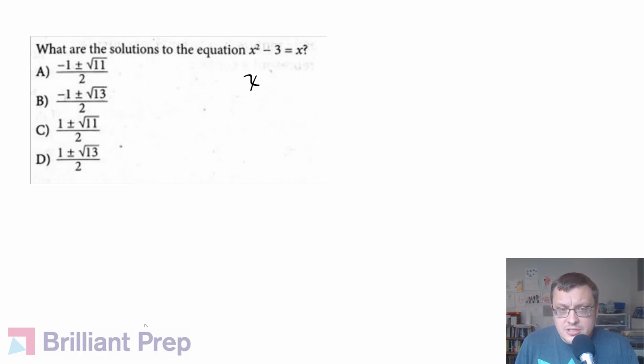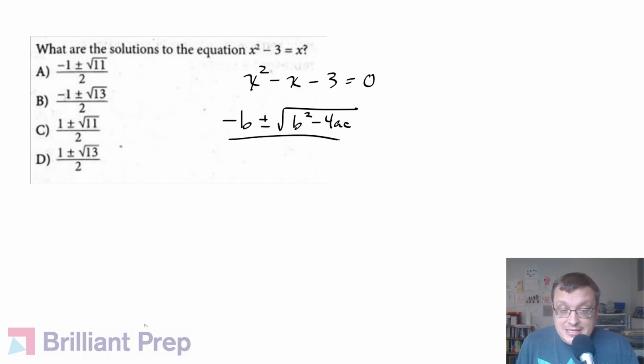First thing we're going to do is bring this x over so that we have our quadratic in that ax squared plus bx plus c form, all equal to 0. And now we can apply the quadratic formula, which is negative b plus or minus the square root of b squared minus 4ac all over 2a. This is not given to you on the test. You need to have this memorized.